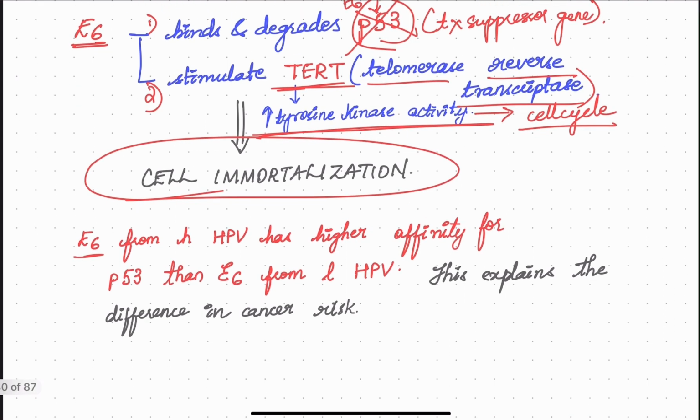And interestingly, the E6 from high risk HPV has a higher affinity for P53 than the E6 derived from the low risk variant. Low risk has low affinity, high risk has high affinity. Hence, this explains the difference in cancer risk. Higher risk variants have high cancer risk because they have high affinity for P53.